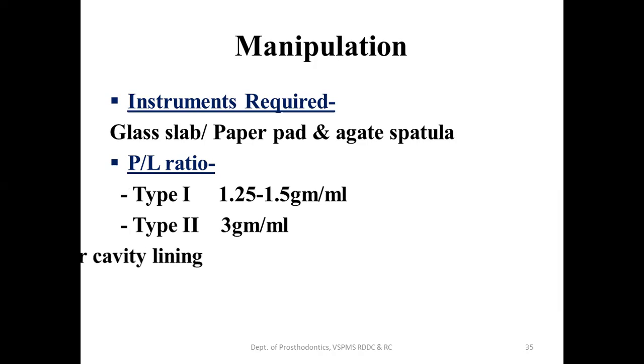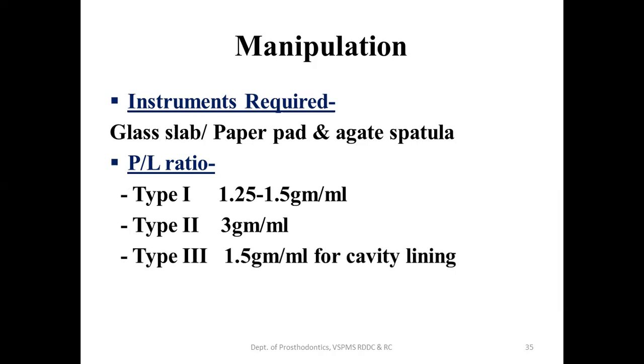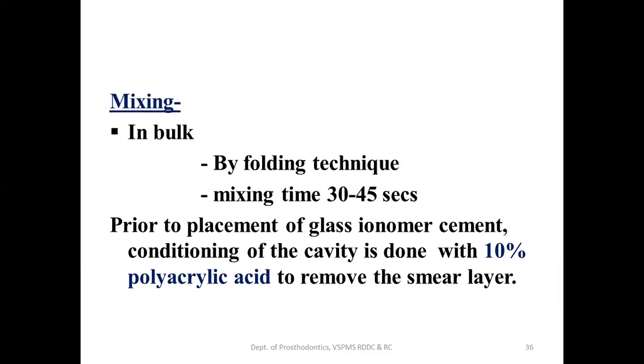The powder liquid ratio for all three types is 1.25 to 1.5 gram for luting consistency, 3 gram for restorative, and for liner it is 1.5 gram per ml of liquid, and 3 gram per ml for the cavity base. Now the mixing is done in a bulk method by folding technique. The mixing time is 30 to 45 seconds.